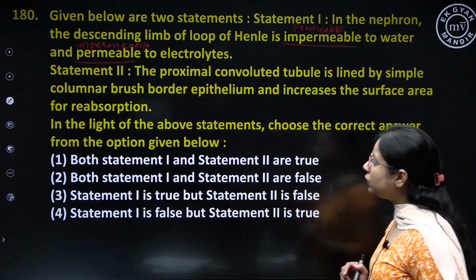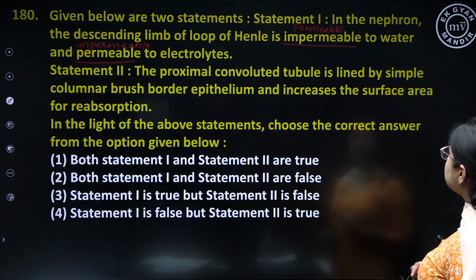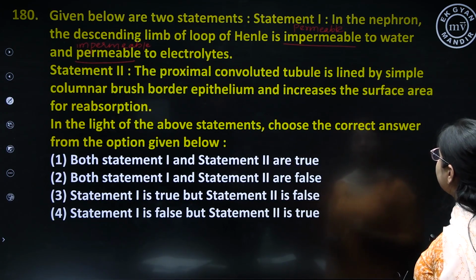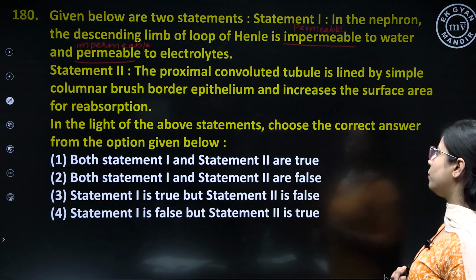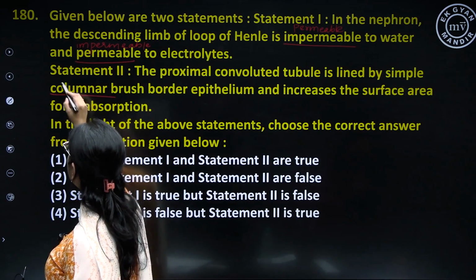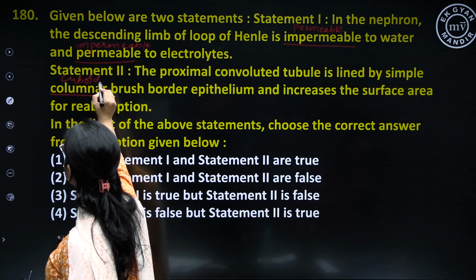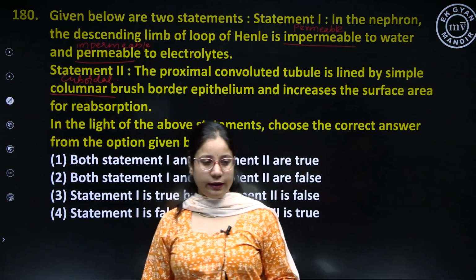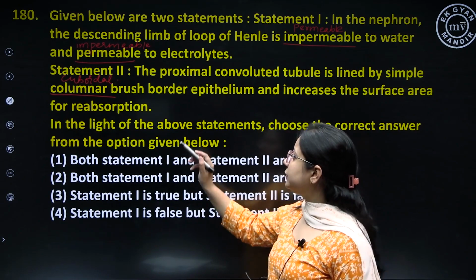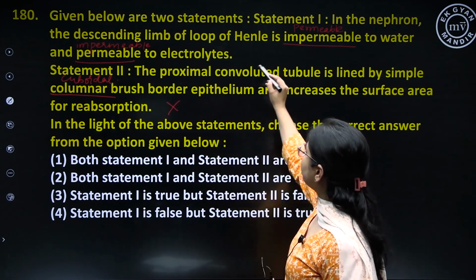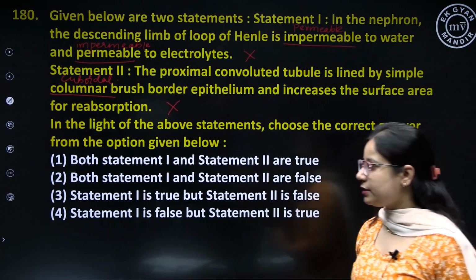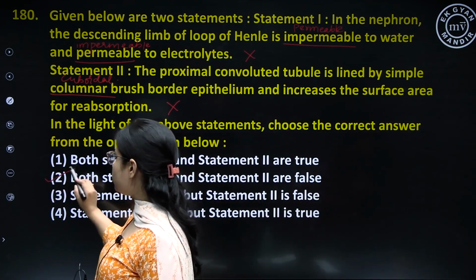In statement 2, the proximal convoluted tubule is lined by simple columnar brush bordered epithelium and which increases the surface area for reabsorption. It is not lined by simple columnar, it is lined by cuboidal epithelium, which is brush bordered, that is, it consists of microvilli. So this statement is also wrong in this question. Statement 1 and statement 2 both are false in this statement. So the correct option is option number 2.